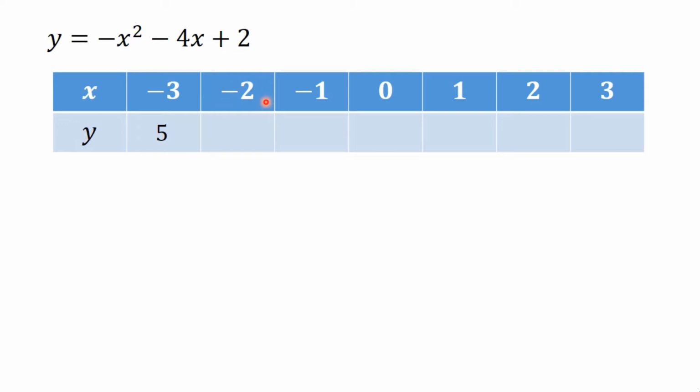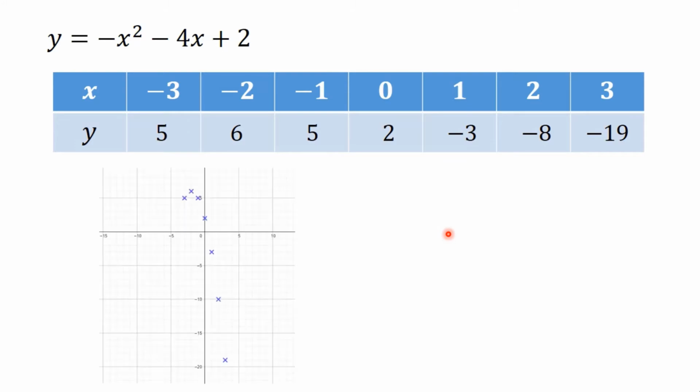We then got negative 2 squared is 4. So this first bit is negative 4. Take away 4 times negative 2, so that's the same as adding on 8. So that's negative 4 plus 8, that's 4. Plus 2 gets me to 6. And I'm going to do that with all of these very carefully, really making sure that I'm getting my BIDMAS correct, doing everything in the right order.